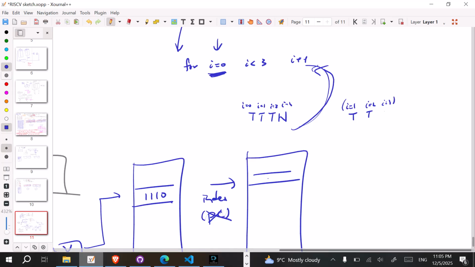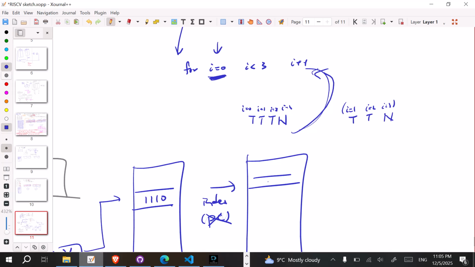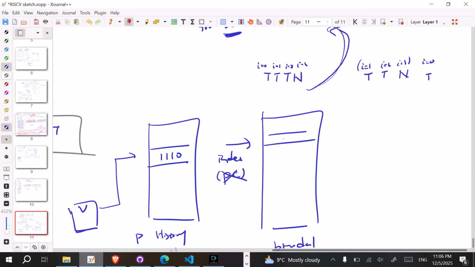Oh, sorry, this is supposed to be N. But then you reinitialize I to 0 because you re-enter this branch. So it's going to be I equals 0, and then you start off T T N T again. So you can see this idea of ignoring the old entries and continuing with new updates here. Okay, this is pretty interesting.